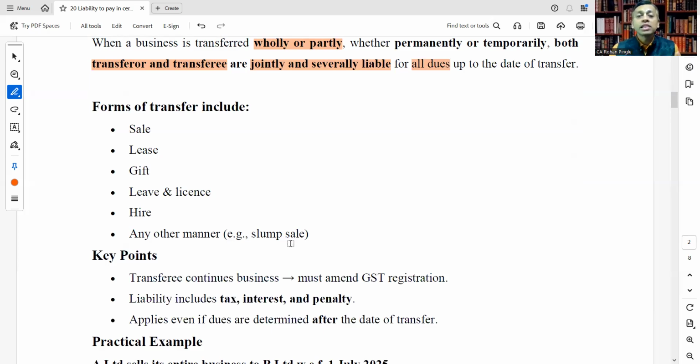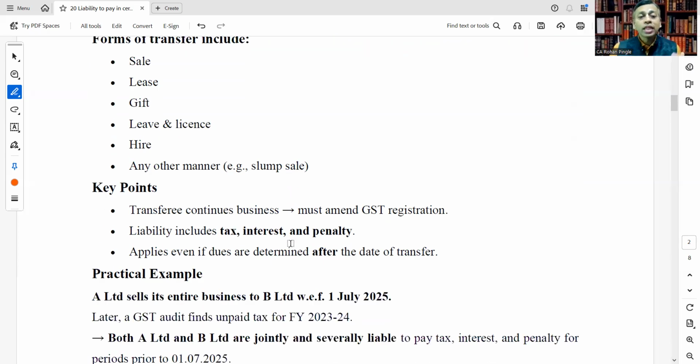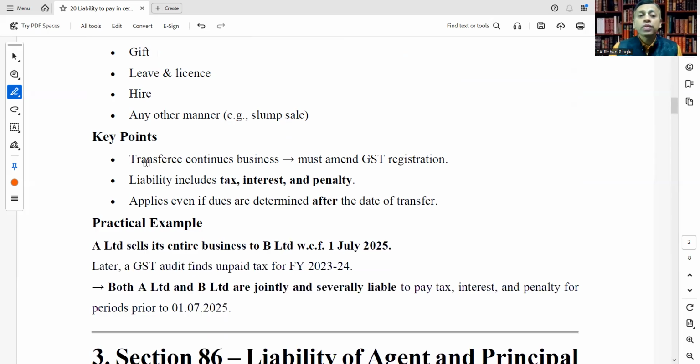An example is a slump sale. What are the key points under this? The transferee who continues the business must amend the GST registration. Liability includes tax, interest, and penalty. It also applies even if dues are determined after the date of the transfer.